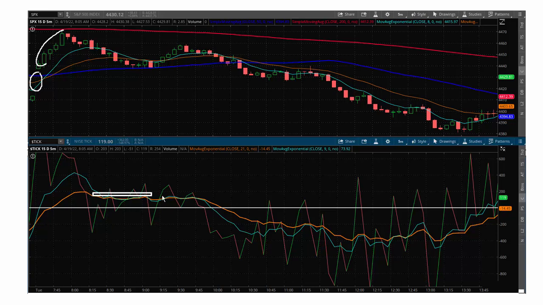Then what you have here is this, the tick average here breaks down. So when it breaks down, if you're long, you certainly need to be really careful. So it breaks down over here, and then we get a steady trend down.